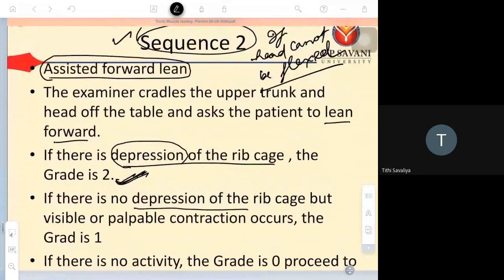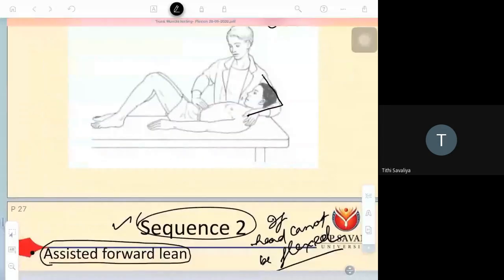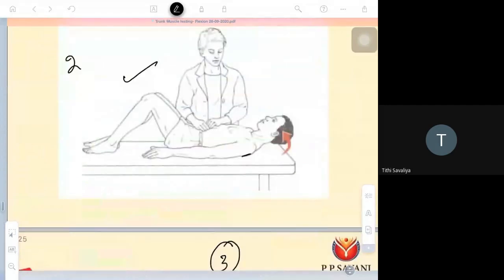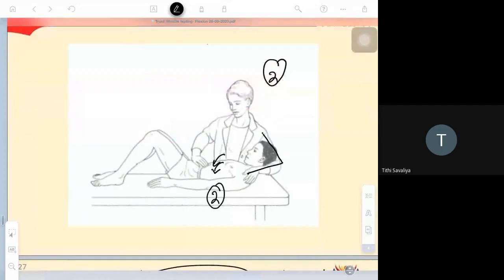If the ribs are depressed, then depression of the rib cage. If there is a depression of the rib cage, then the muscle power is 2. So what did we discuss in sequence 1? If the patient can lift the head, not clearing the scapula, then also the grade is 2. Here also 2, and with support, if the ribs are depressed, that is also 2.